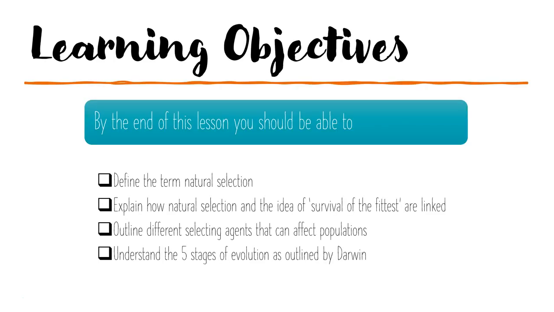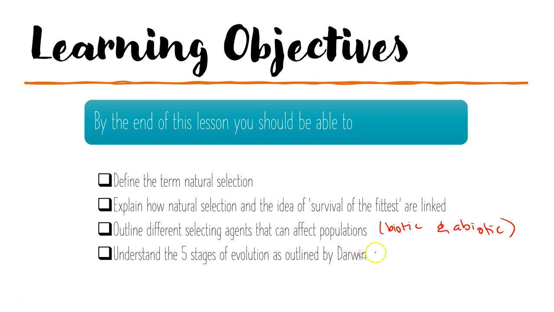So our learning objectives for this video, you should be able to define the term natural selection and what it means, explain how natural selection and the idea of survival of the fittest are linked, and then outline the different selecting agents that can affect populations, including understanding the terms biotic and abiotic, and which selecting agents fall into which category, and then understand the 5 stages of evolution as outlined by Darwin.